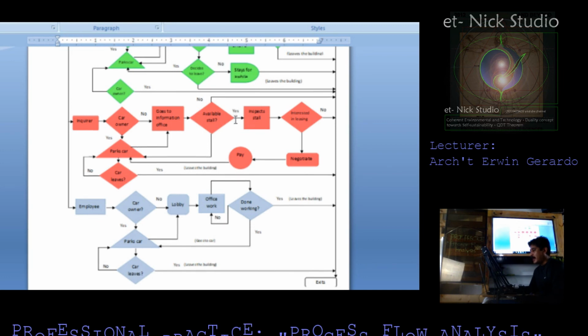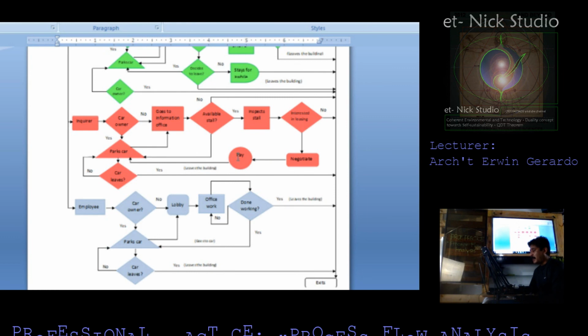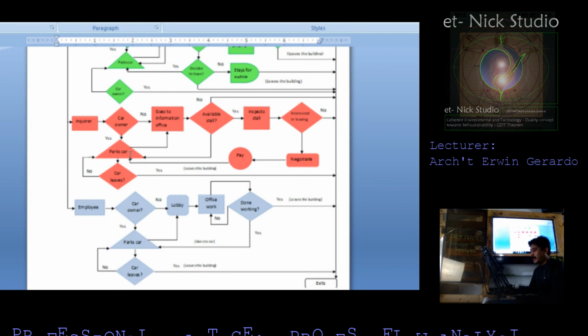If yes, then they will inspect the stall. If they are interested, then they will negotiate, or if they are not interested, then they will just leave the building already. So upon negotiation, they will just pay the building owner. In that way, there is already a transaction conducted inside the building. So once everything is already done, they would just simply return to their car and leave the building.